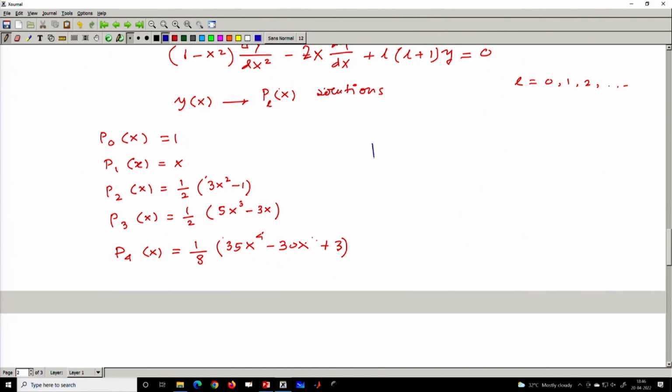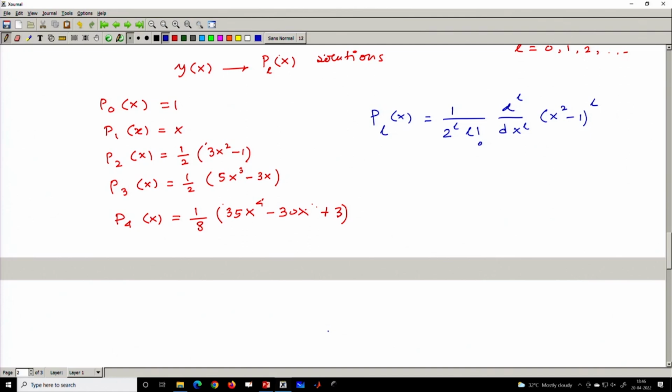In general, if I write what is P_L, which is a function of x, it can simply be written as 1 divided by 2^L L factorial, times d^L/dx^L of the function (x square minus 1) to the power L. So, if you now put the value of L and try to find P_L exploiting this, you will get all these results.